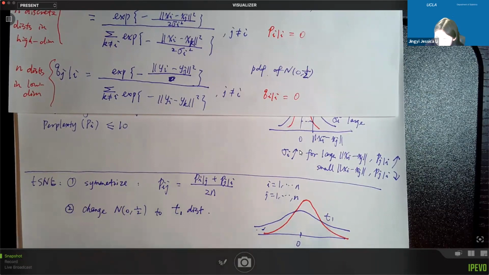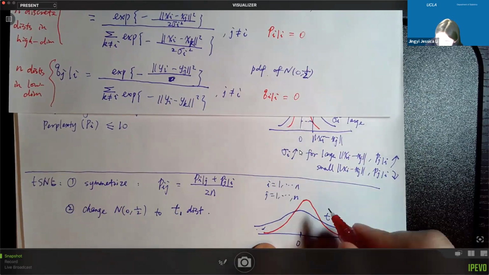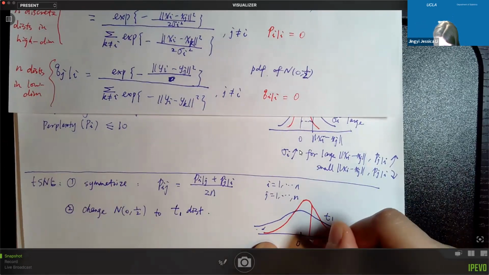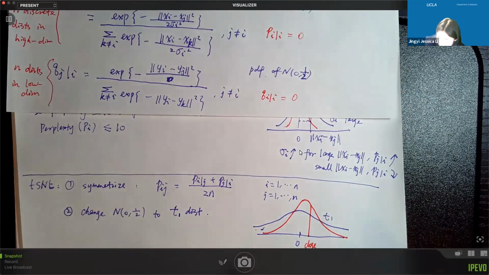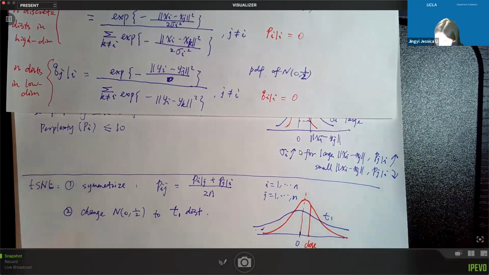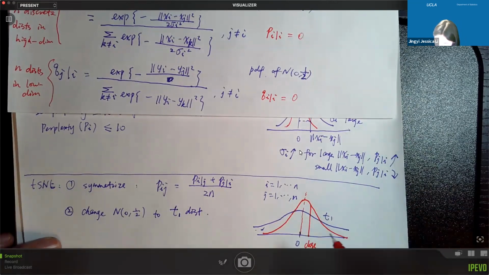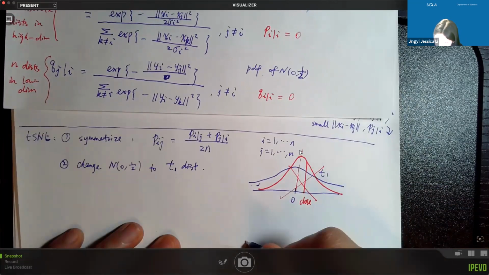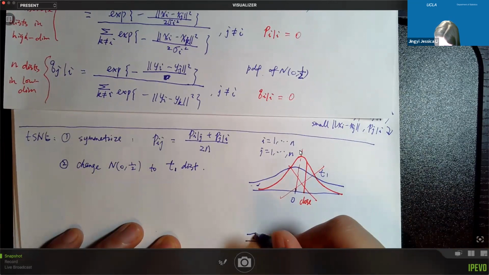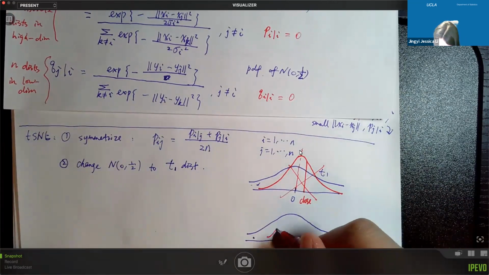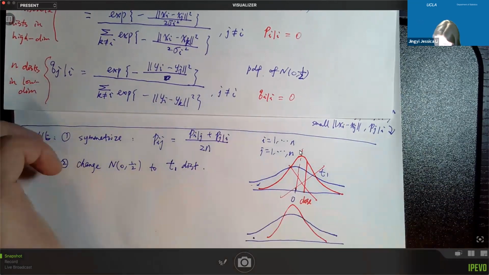That's the same issue as I said here. I think it's a bad drawing, so forget about this. I need to redraw this. What I mean is, if you think about the heavy tail as T1 and the sharp one as normal, here's 0.